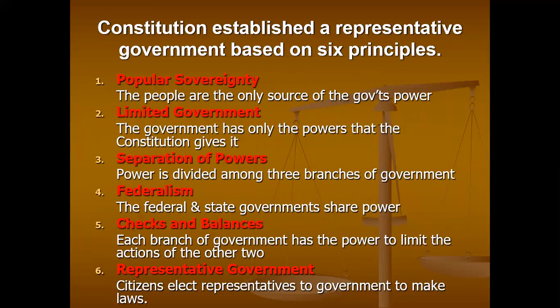All right. The Constitution is going to establish a representative government based on these six principles: popular sovereignty, that the people are the source of the government's power; limited government, that the government has only the powers that the Constitution gives it; separation of powers, that there are three branches of government; federalism, that there are federal and state governments sharing power in the country; checks and balances, that each branch of government has the power to limit the actions of the other two. They keep each other in check and maintain a balance between them.